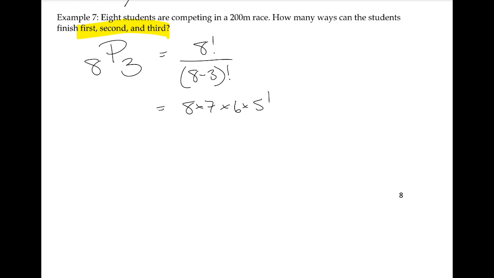Okay, so 8 students are competing in a 200-meter race. So I have 8 options to choose from, but there are only 3 places to land, so not all 8 of them are going to get used. So this is my permutation and how I'm going to write it. If I go to use my formula, I've got 8 factorial over 8 minus 3 factorial, so I'm going to go 8, 7, 6, 5 factorial over 5 factorial, and that leaves me with 8 times 7 times 6, which is 336, if I'm not mistaken. Yes. Okay, so this is how I would use the formula to do this.